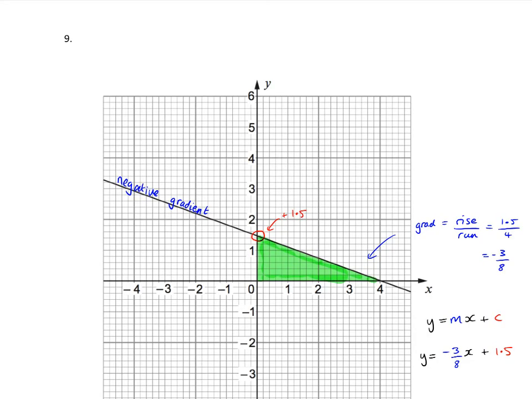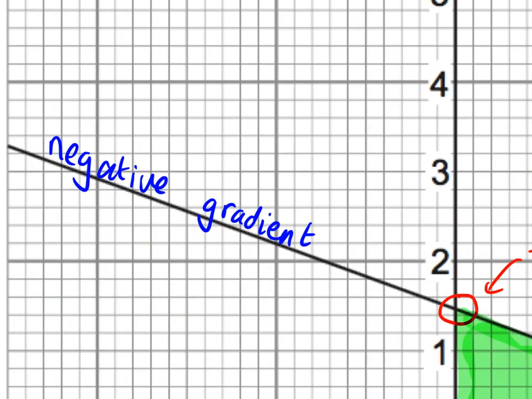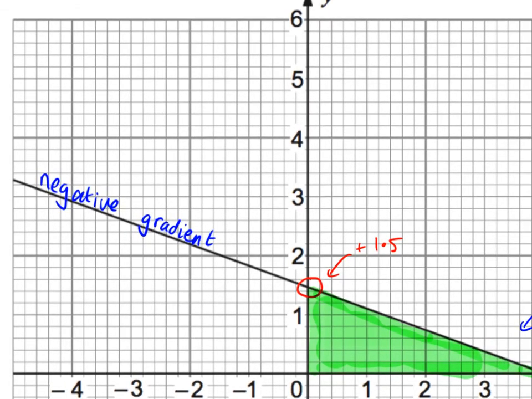Okay, question 9 was quite a tricky question, actually. I didn't think it was very easy at all. First of all, the first thing I've noted, I know this is a negative gradient. It looks like a negative correlation in terms of scatter graphs, and we should know that that sort of line doing that is a negative gradient. The next thing I've noted is that it crosses the y-axis. Its y-intercept is positive 1.5, so it's plus 1.5 there.